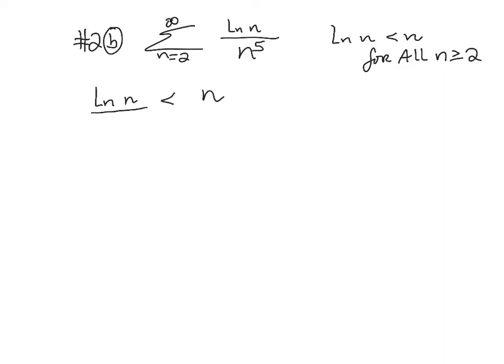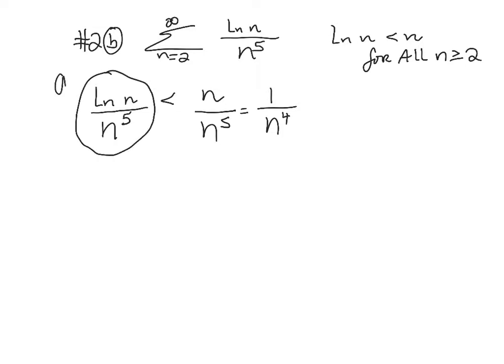Now we're going to divide both sides by n to the 5th. That makes natural log of n over n to the 5th smaller than n over n to the 5th, which is 1 over n to the 4th. We're going to call ln of n over n to the 5th the a sub n sequence, and 1 over n to the 4th, or n over n to the 5th, the b sub n sequence.